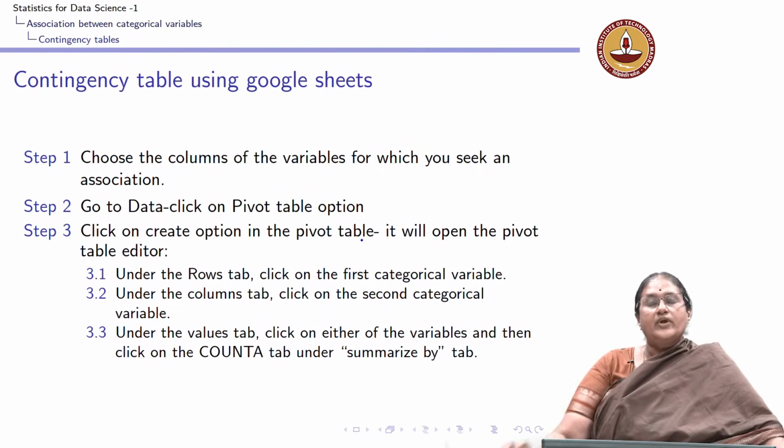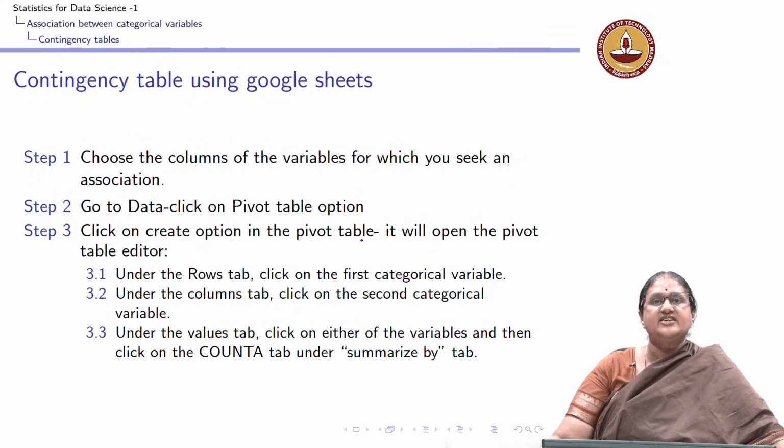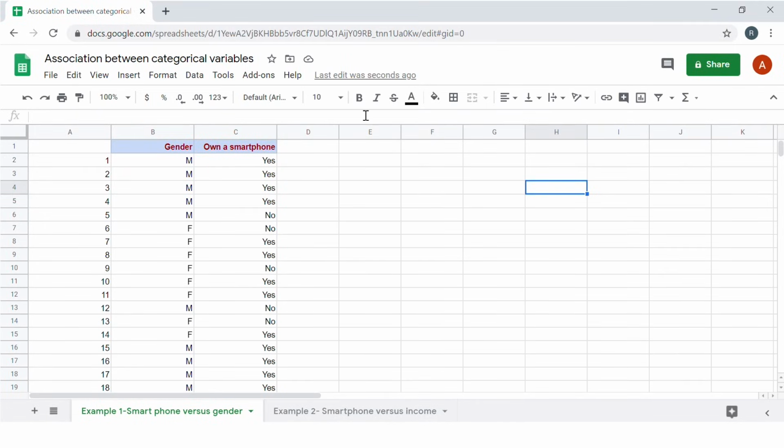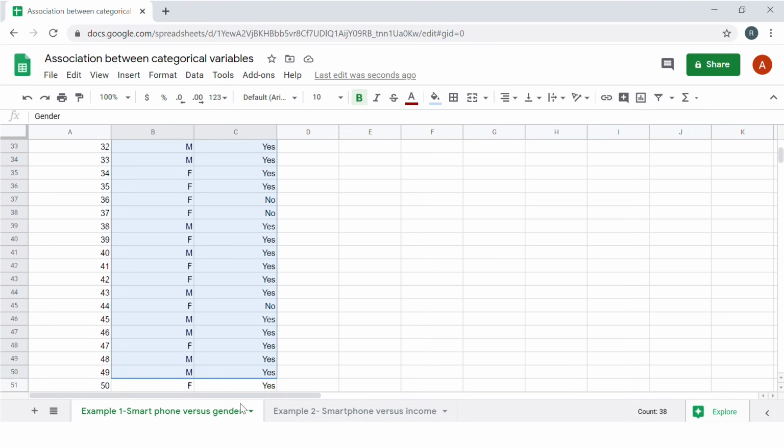Okay. Now, we will discuss how to create these contingency tables using Google Sheet. Go to the data. So, this is the data which I have here. You can see that this data has 100 observations on both the variables. The variable gender is in my B column, the variable smartphone is in my C column. So, how do I create the contingency table? I highlight my data. How many observations do we have? We have 100 observations.